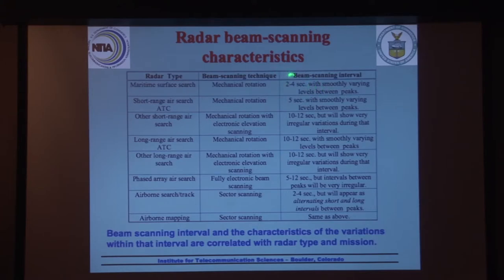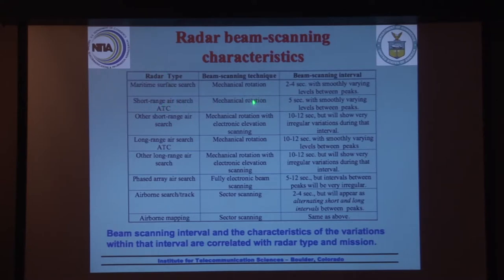But if you did see a radar spinning around every 2 to 4 seconds, you're probably looking at a maritime surface search radar. These do operate, by the way, both at X-band in the 8.5 to 10.5 gigahertz part of the spectrum, and also at 3 gigahertz. And so those are two prime bands. If you see interference adjacent to those bands, this is a prime radar type to look at.